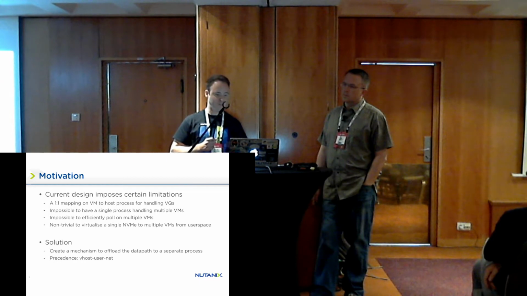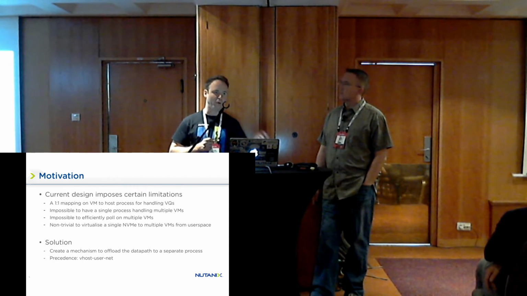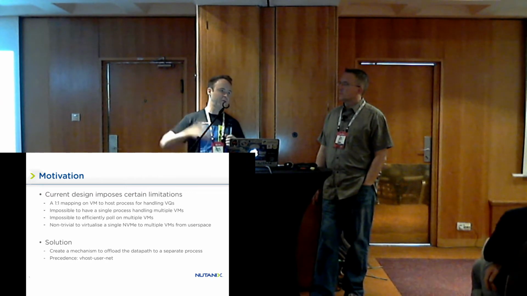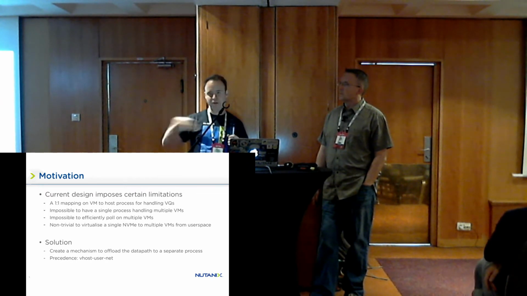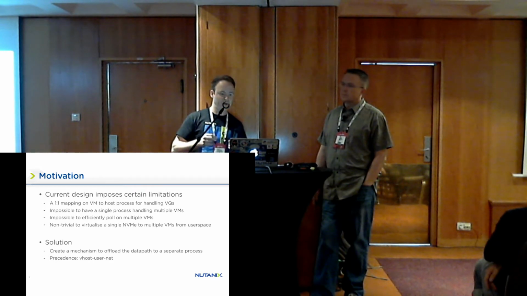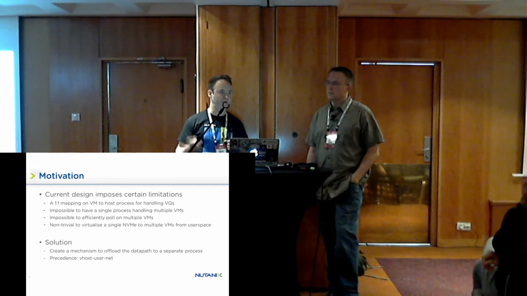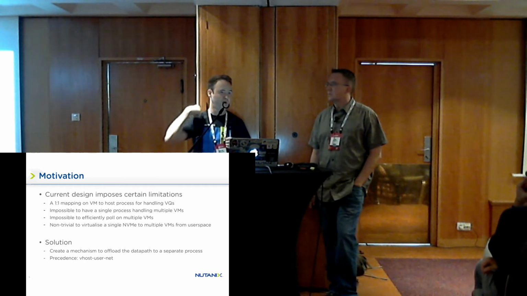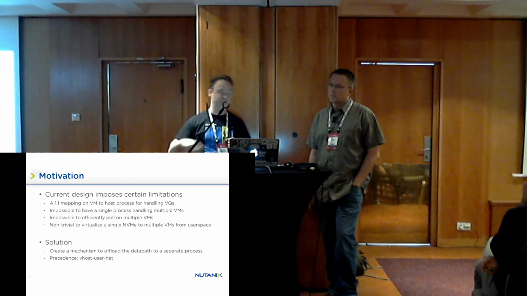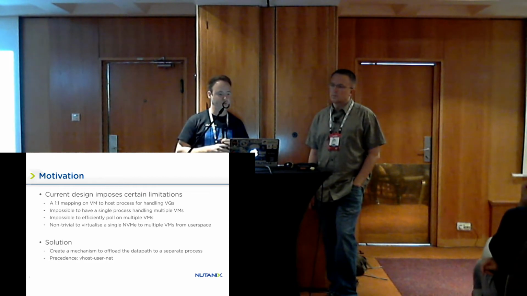Because you cannot have a single process handling multiple VMs, you also cannot effectively poll on multiple VMs. So if you want to get rid of the interrupt model and have a process spinning on all of these VMs, you cannot do that, and you cannot do that efficiently. Obviously, you could still have each Qemu spinning, but then you're going to burn a core per VM, which is obviously too much. With a single process, you can do that by spinning on a single process, right?